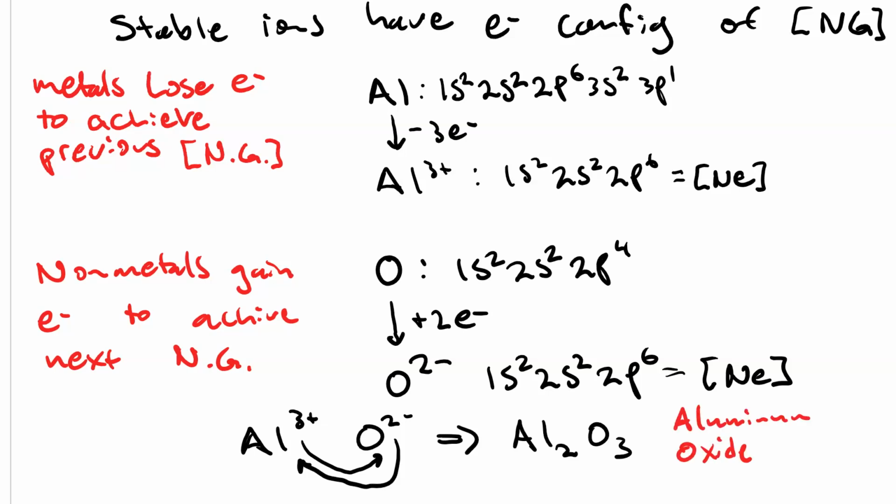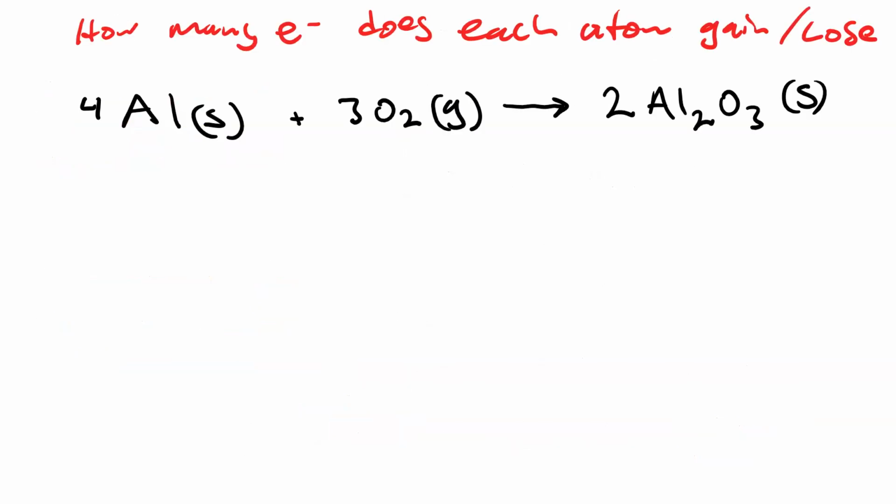The bond in aluminum oxide is the attractive force between the positive electrical charge on the aluminum ion, 3+, and the negative electrical charge on the oxide ion, Af, for attractive force. Here's a balanced chemical equation for the formation of aluminum oxide from its elements, aluminum and oxygen. Let's track the movement of electrons in this reaction.